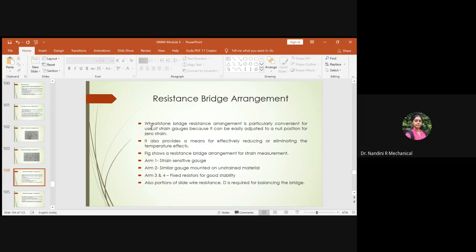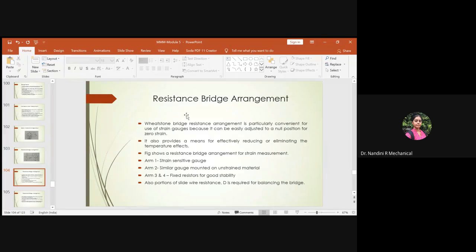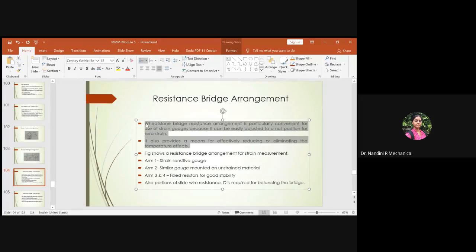Here the Wheatstone bridge resistance arrangement is particularly convenient for the use of strain gauges. Why? Because it can be easily adjusted to either the null position or the deflection method. And hence, this is the most common type of method we use to measure the strain. Also, it provides a means for effectively reducing or eliminating the temperature effects. So, due to these two plus points, the Wheatstone bridge has been used to measure the strain, either by null or deflection method.